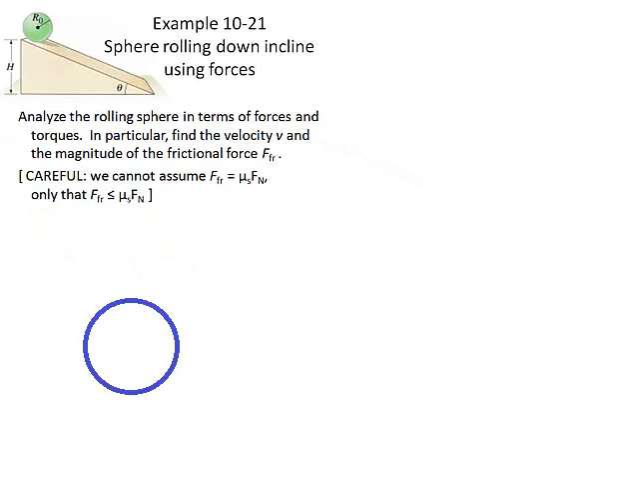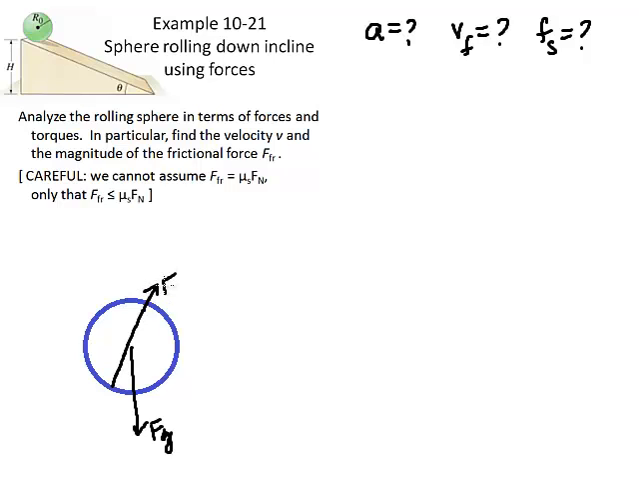In this problem, our goals are going to be to find an expression for the acceleration, a. We're going to try to find the final velocity when it's at the bottom of the ramp. We're also going to try to find the magnitude of the force of static friction. So we're going to start this problem by drawing our free body diagram. So we have the force of gravity pointing down. We have the normal force, which goes through the center of mass of the sphere, and we also have the force of static friction.